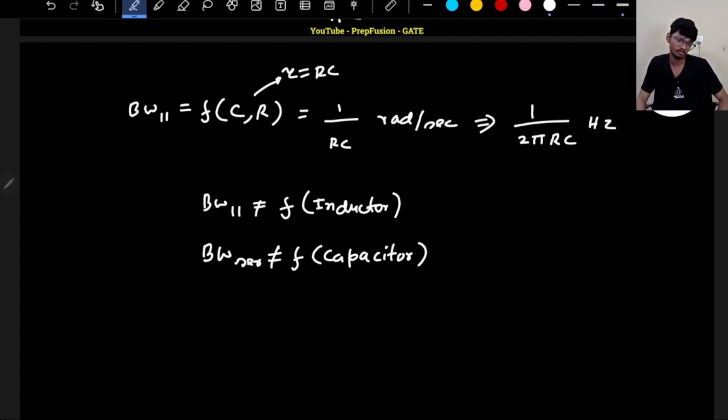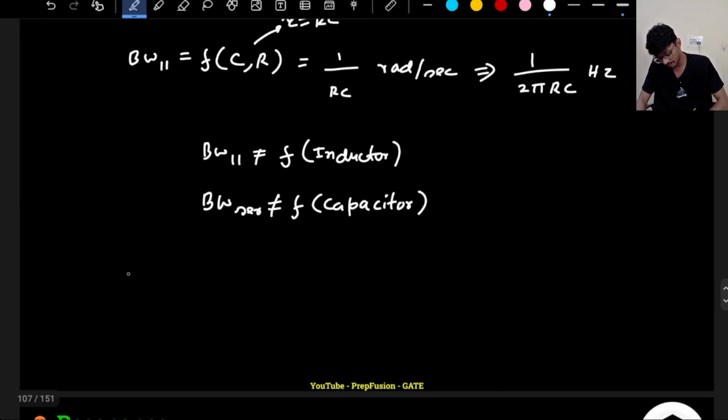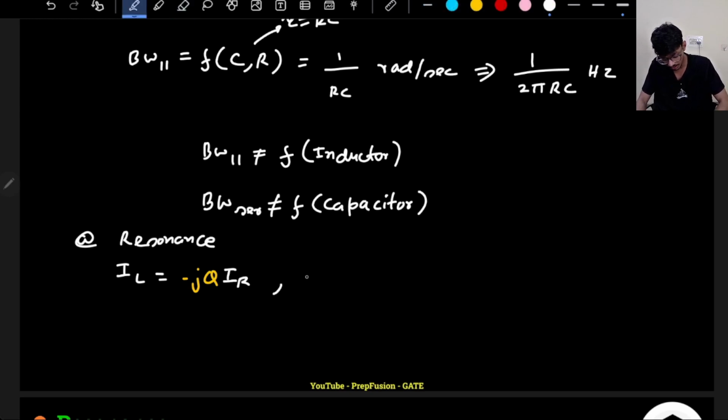And of course, again, the same thing will happen. If you observe your inductor current at resonance, I'm talking about at resonance, you can derive this, this is the homework for you. You will observe that your inductor current will be equal to minus j Q times the resistor current. Why minus j? Because current lags the voltage for an inductive circuit. And your capacitor current, in phasor, will be plus j Q times the resistor current.